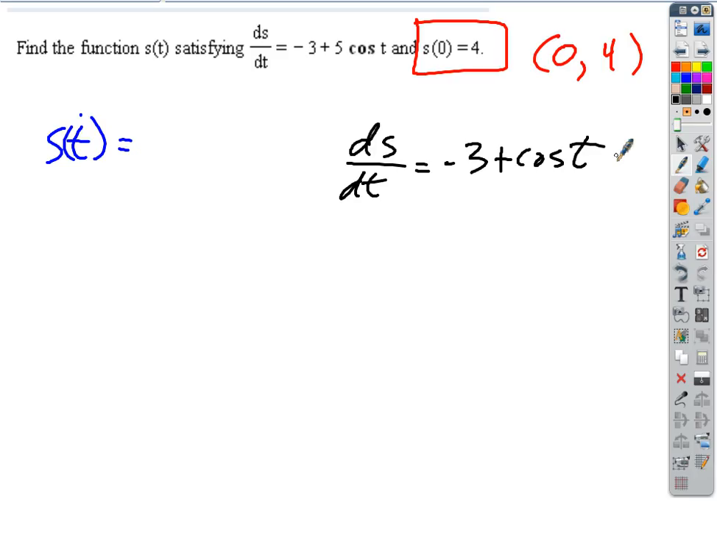Plus 5. Yeah, 5. Oh, 5 was. I just get so excited, I probably lose track.